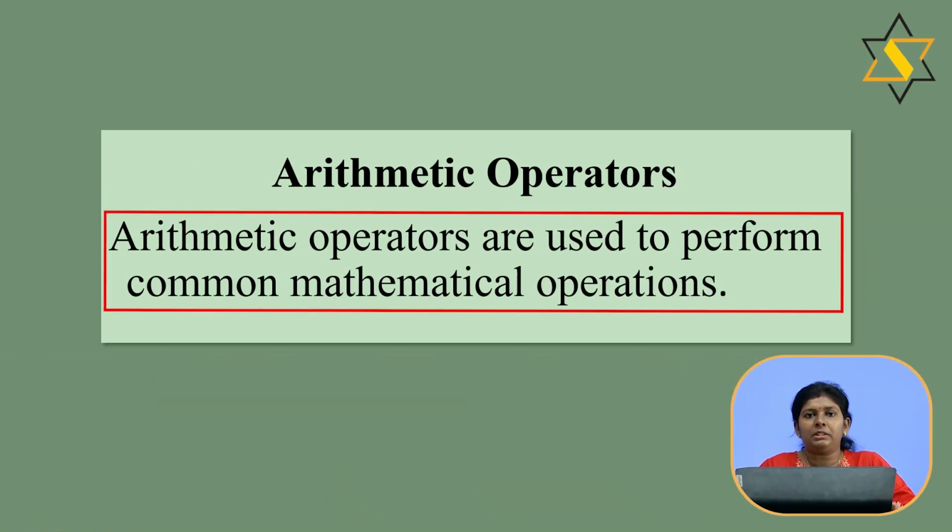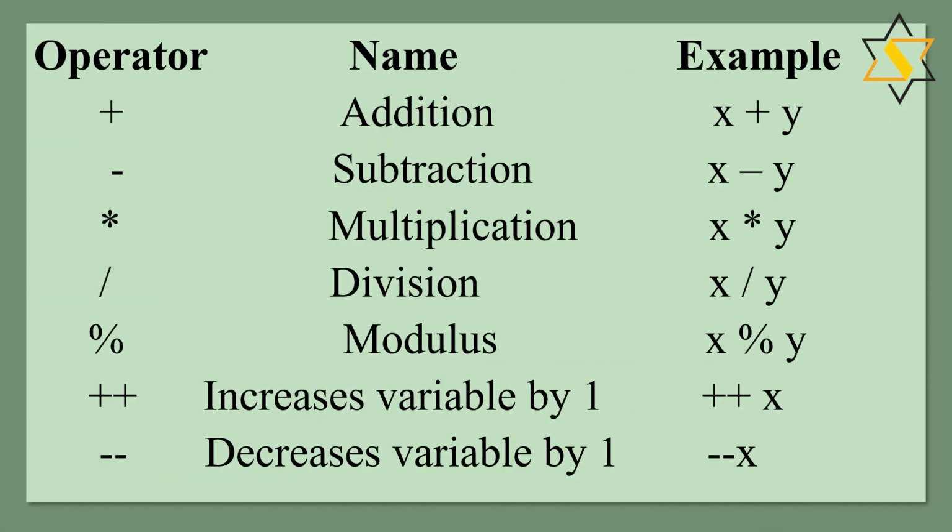Arithmetic operators, everyone knows, are used for mathematical operations: plus, minus, multiplication, division. These are all the operator names. Plus, minus, for multiplication you use star, for division you use slash, for modulus we use percent, plus plus for increment and minus minus for decrement. Plus plus means increment by 1, minus minus means decrement by 1.